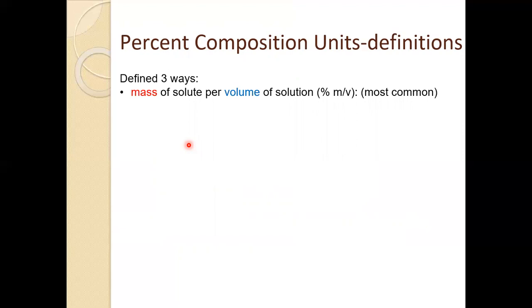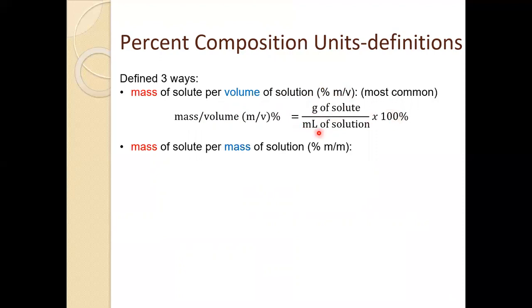So the most common way of defining percent composition is what's called mass per volume, which is defined as the mass of solute per volume of solution, percent M over V. Sometimes you might see this as percent W over V, but it has the same meaning. And so this percent mass over volume is defined as simply the mass of the solute in grams per milliliters of solution times 100%. So that's our most common way of defining this percent composition.